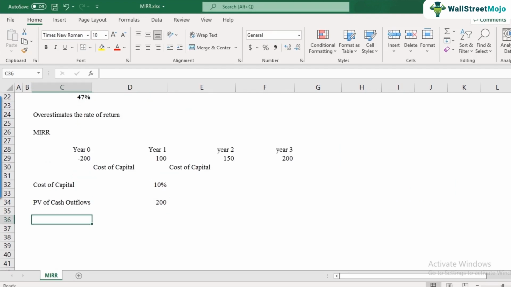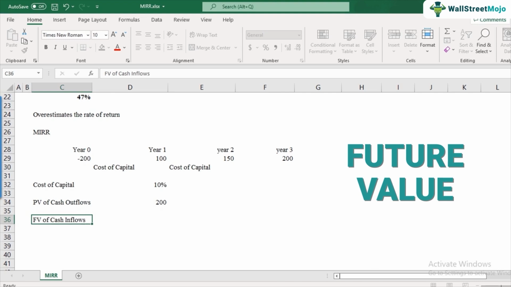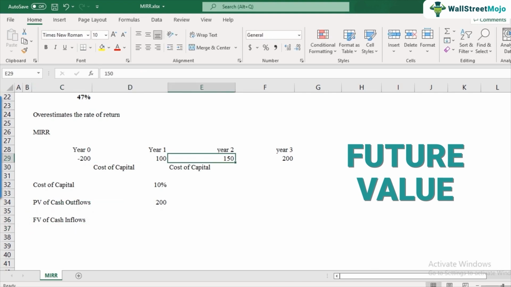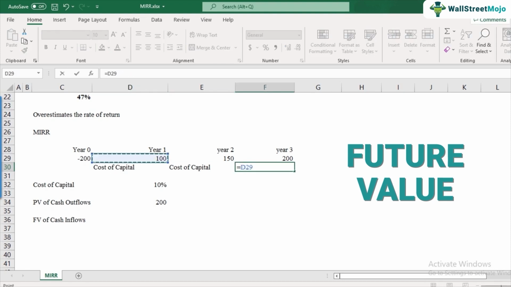The next step is to calculate the future value of cash inflows. What are the cash inflows here? $100, $150 and $200. We need to find the future value, that is the value at the end of year 3. Now, in this case, our assumption is that $100 will be reinvested at the cost of capital, that is 10%. So we have to find the compounding effect of this $100, that is how much that $100 will be in the future. So it will be 100 multiplied by 1 plus 10%, that's the cost of capital, to the power of 2, right? Because between 100 and 200, we have 2 years, from year 1 to year 2 and year 2 to year 3.